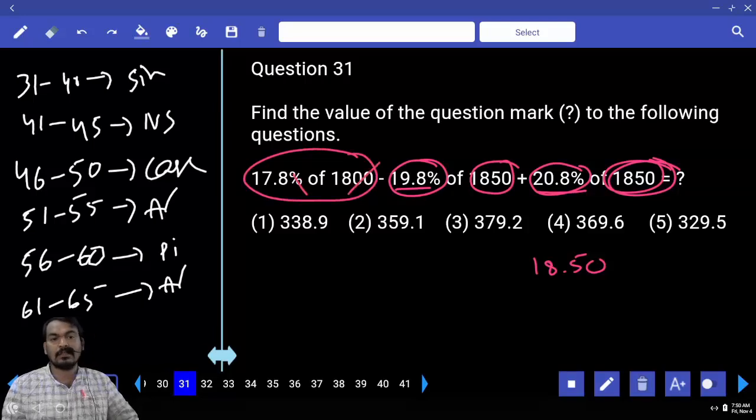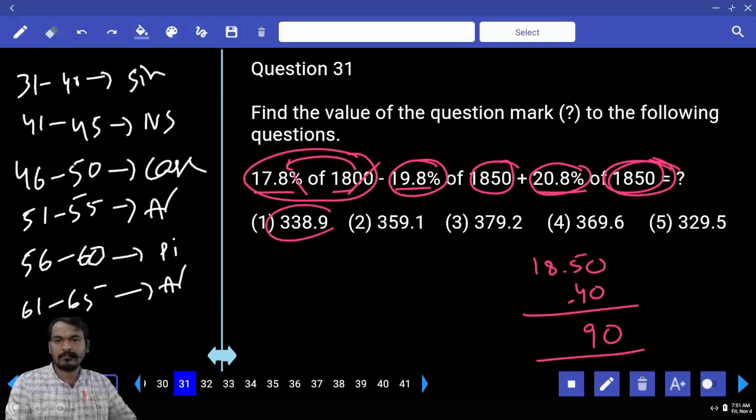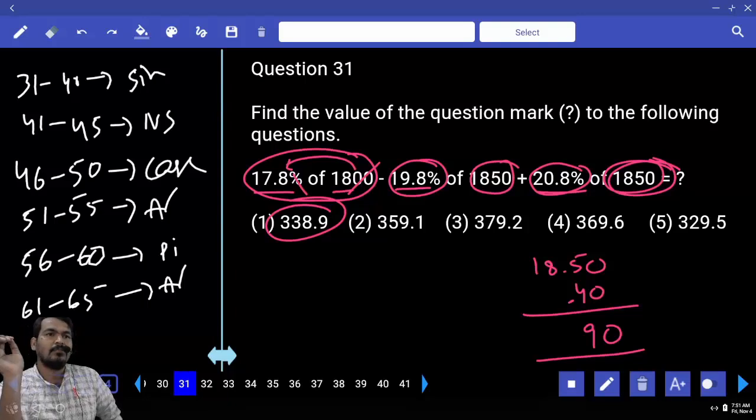Percentage, two zeros are cancelled. Okay, 18 into how much value? 17.8, 8 8 how much? 64. Nothing but it ends with 40. Their answer should end with 90. How many options end with 90? Only one. The second term ends with 50, the first term ends with 40. Both are adding, it ends with 90.